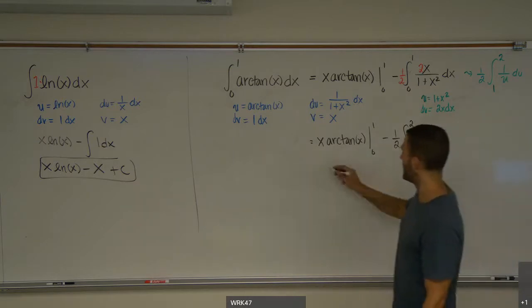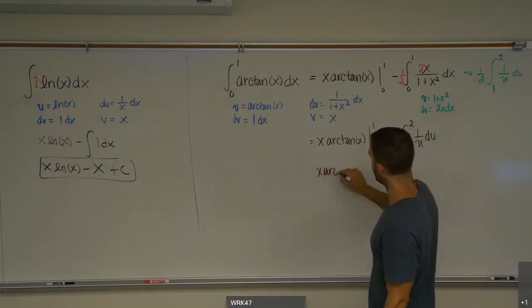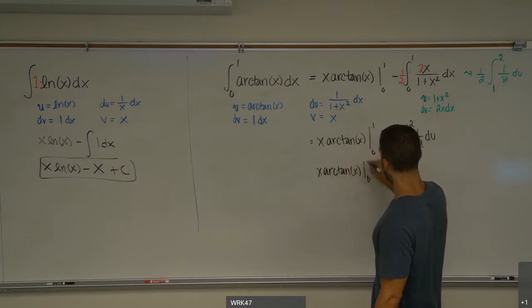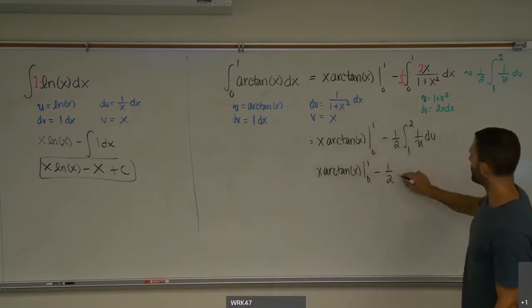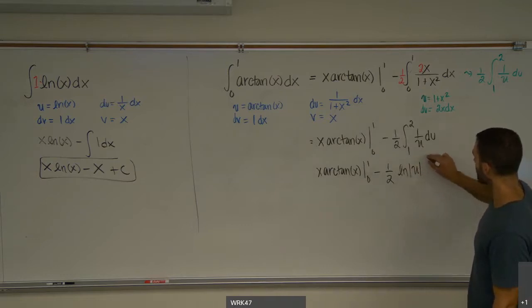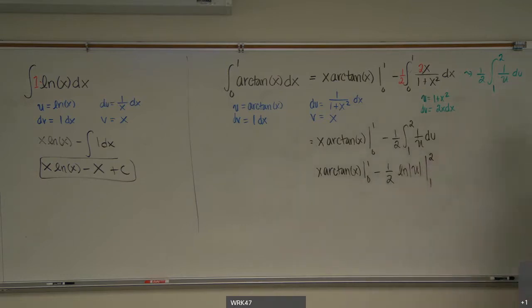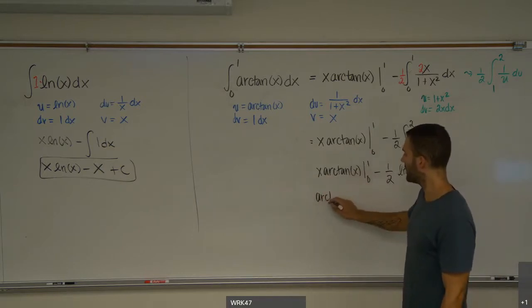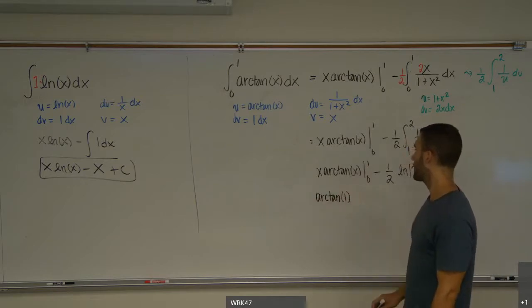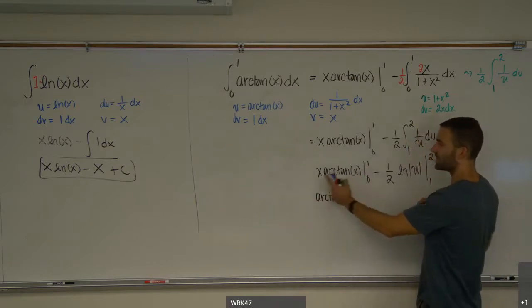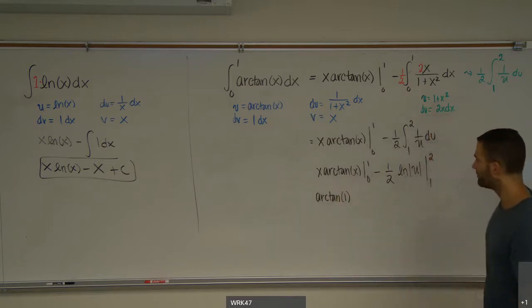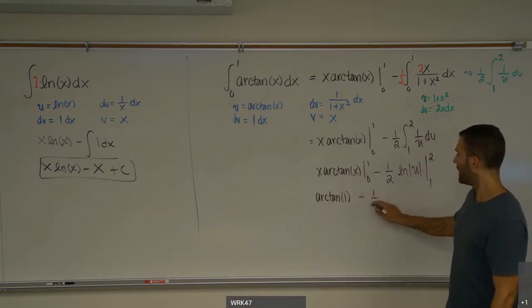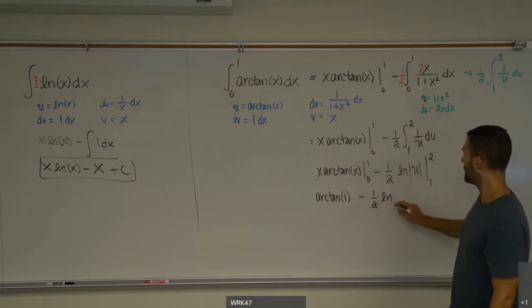And let's go ahead and evaluate it. So x arctan of x from 0 to 1 minus 1/2. The antiderivative of 1 over u is ln of the absolute value of u, evaluated from 1 to 2. So now we just need to plug in some bounds. Plugging in 1 here, we get 1 times arctangent of 1, minus 0 times arctangent of 0. 0 times this is going to be 0, so that term's gone. Minus 1/2 ln of 2.